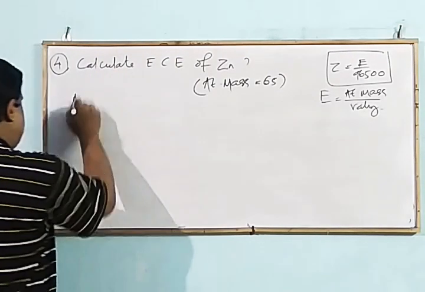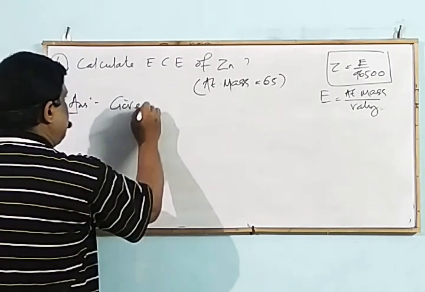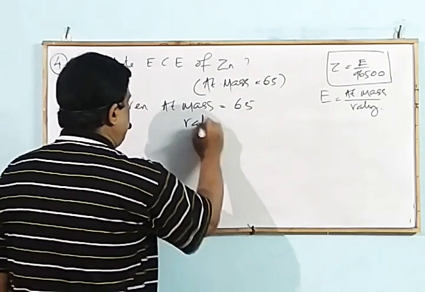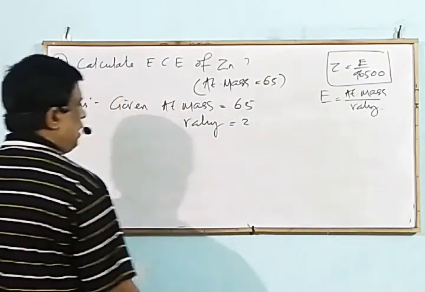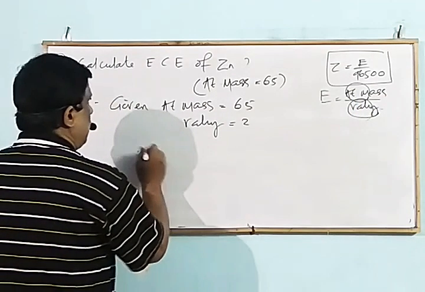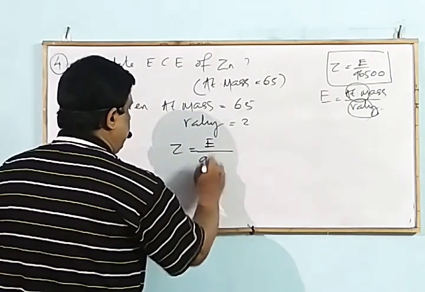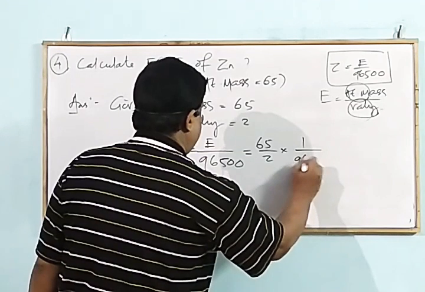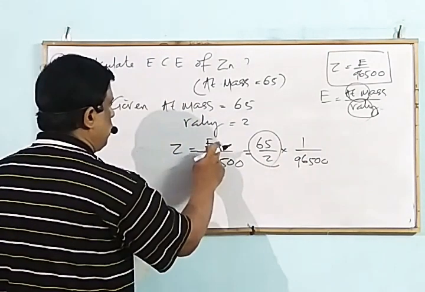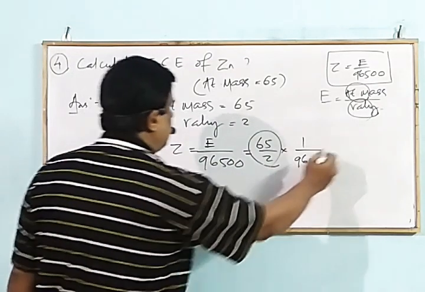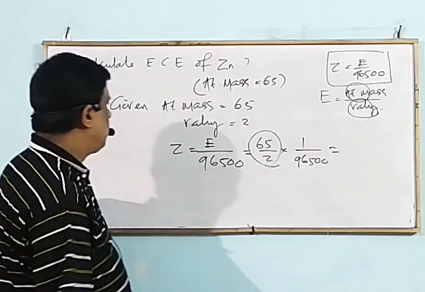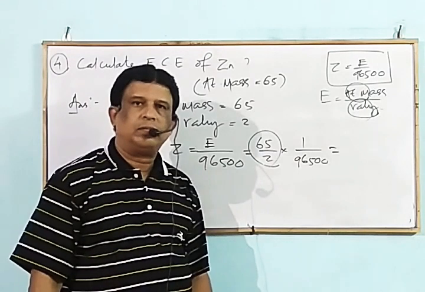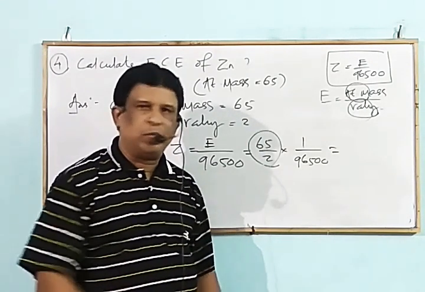Very simple. Answer: given the atomic mass of zinc is 65, we know the valency of zinc is 2. That means atomic mass and valency are given. Therefore, Z is equal to E by 96500, which is equal to 65 by 2 into 1 by 96500, that is, atomic mass by valency. Solving this, we can calculate the electrochemical equivalent of zinc. Next we go to another type of problem.